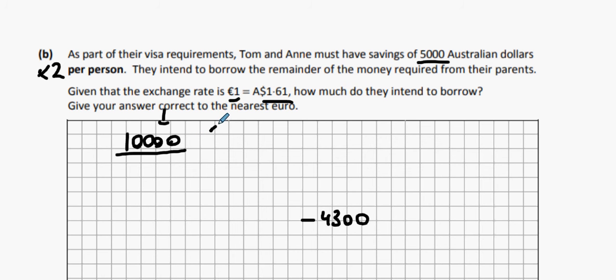You only ever have two choices. Multiply by 1.61 or divide by 1.61. You're going to divide. The division makes it smaller, multiplication would make it bigger. And when you divide by 1.61, what you're going to get is 6,211.18.